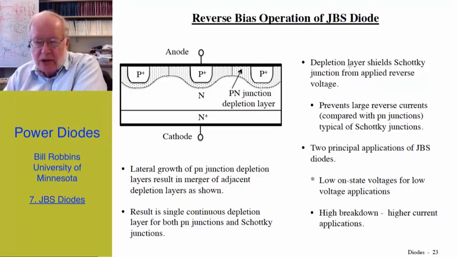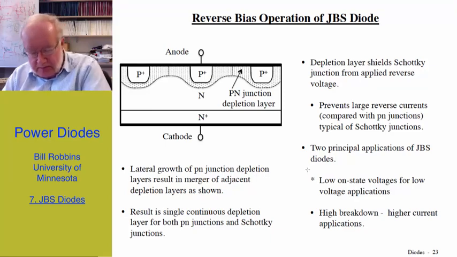This depletion layer shields the Schottky junction from the reverse bias voltage, and as a result it prevents the large reverse currents, compared to PN junctions, that are typical of Schottky junctions. There are two principal applications of this JBS diode structure: low on-state voltages for very low voltage applications, and high breakdown, higher current applications.